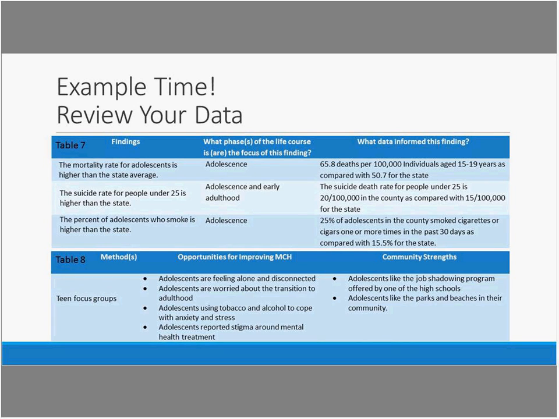So we have an example for a theoretical community here on this table. And I'm going to go through this and walk through how I would think about organizing this around one theme and one strategic issue. So imagine in Table 7, what my community noted as far as findings was that the mortality rate for adolescents is higher than the state average.